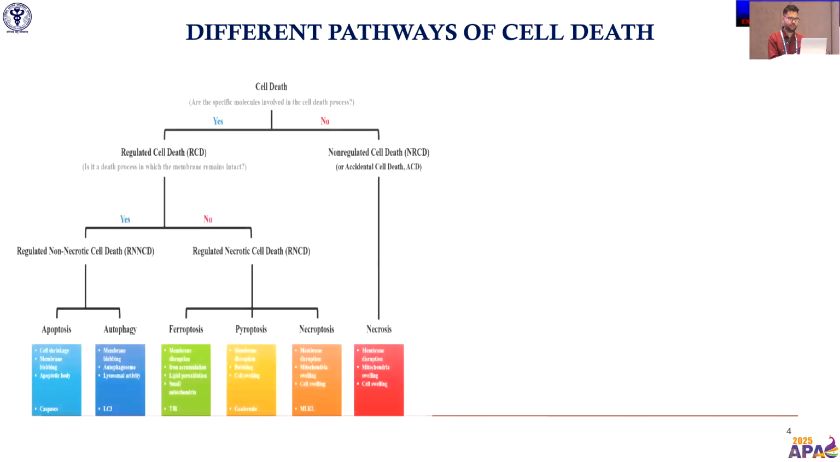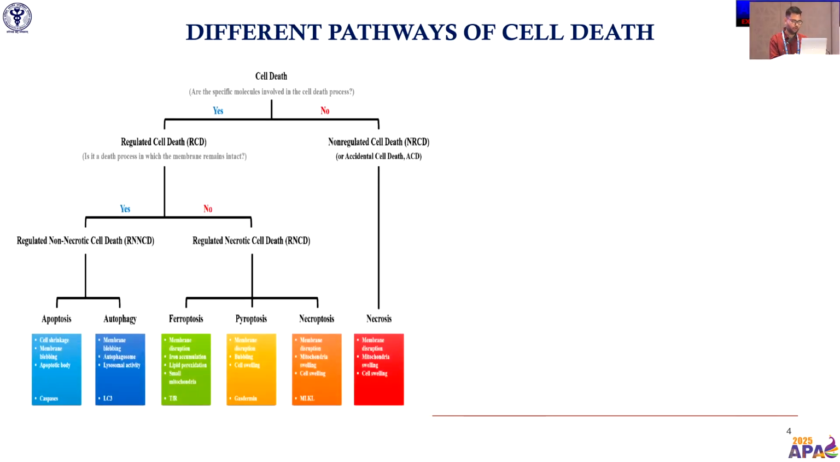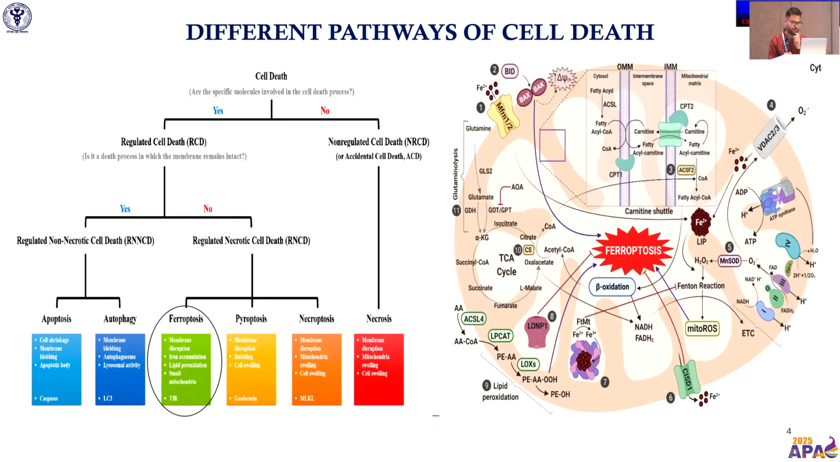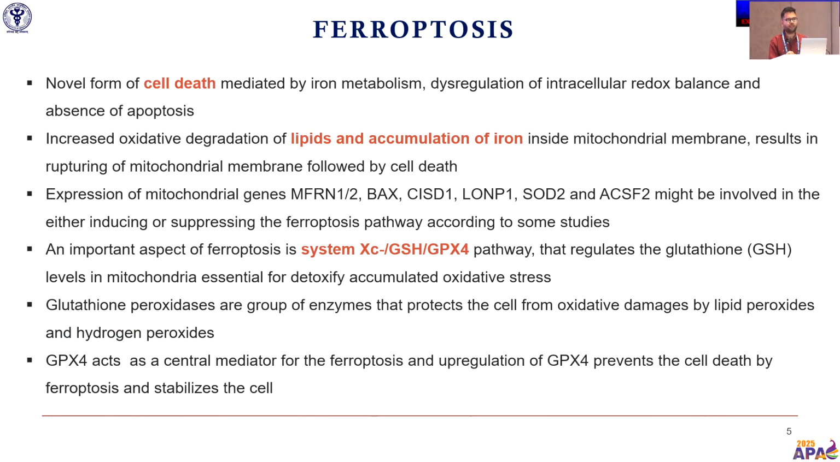There are different pathways of cell death, as we all know, but my focus is the ferroptosis pathway, where iron accumulation, lipid peroxidation, and membrane disruption take place. This diagram shows the different pathways associated with the ferroptotic pathway. Ferroptosis is a novel type of cell death mechanism where iron accumulation and lipid peroxidation lead to disruption of the mitochondrial membrane. Expression of mitochondrial genes such as mitoferrin 1, 2, BAX, CISD1, LONP1, ACSF2, and SOD2 might be involved in the induction or suppression of ferroptosis, as reported in some studies.